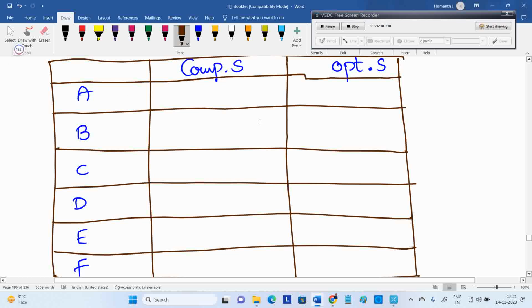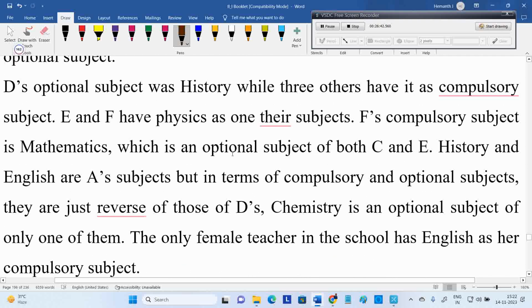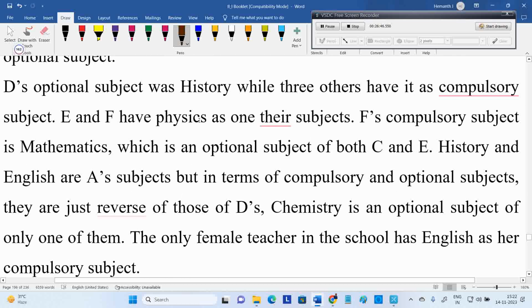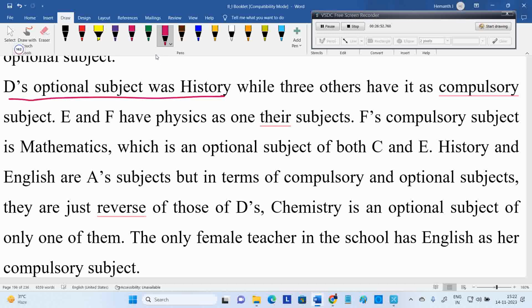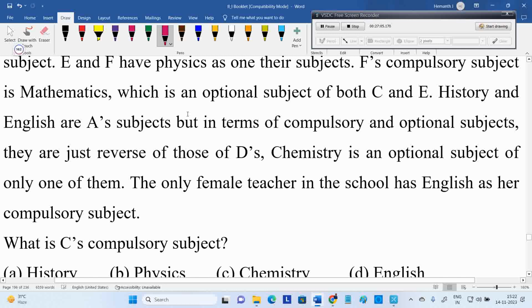These are the six people. One compulsory, one optional. This is the entire paragraph. Above is only related to that. The below paragraph is important. Now, see, I'm underlining the direct information. D's optional subject was history. I can fill that optional subject slot. So this should be filled with history. Okay, so the slot is completed. D's optional subject is history. Very good.